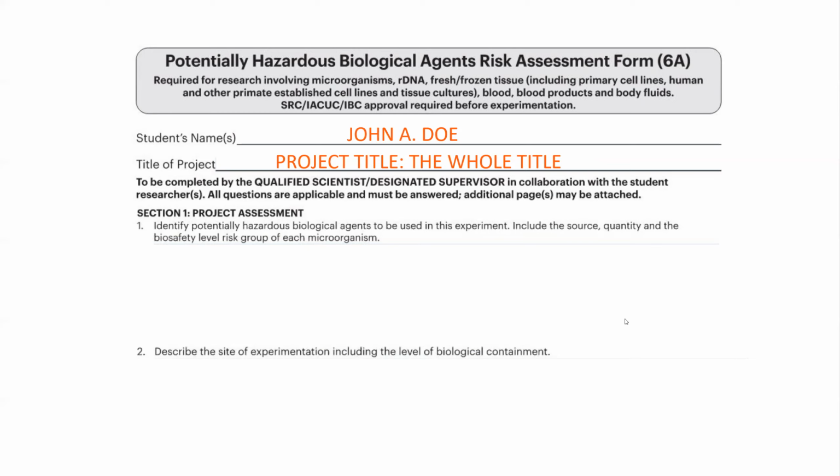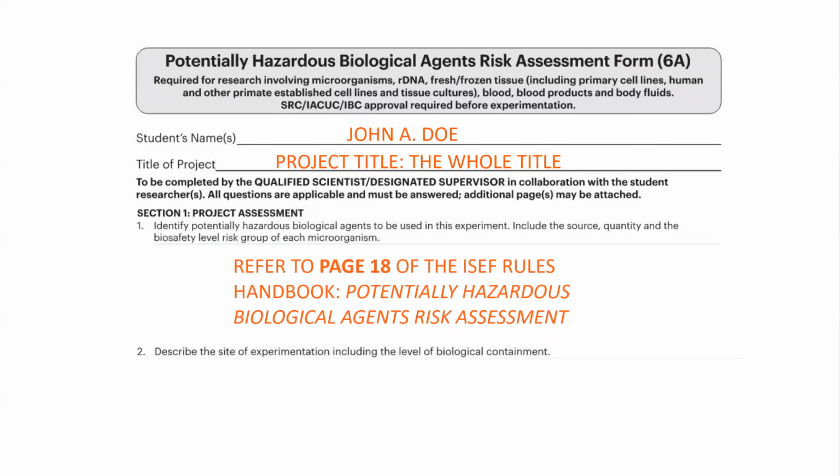Question 1 begins by asking the qualified scientist or the designated supervisor to identify the potentially hazardous biological agents to be used in the experiment. Include the source, quantity, and biosafety level of each microorganism. Be sure that the experiment is well planned out because this form must be approved before any experimentation begins. This is to say that you cannot add any microorganisms to the experiment after this form has been approved by the SRC. Question number 2 asks to describe the site of experimentation, including the level of biological containment.